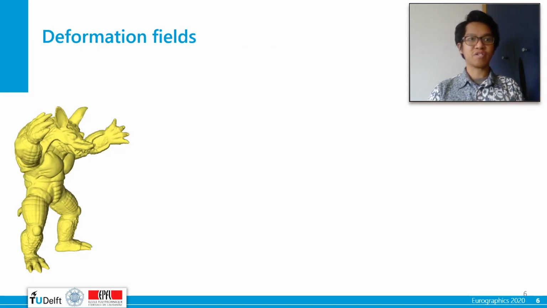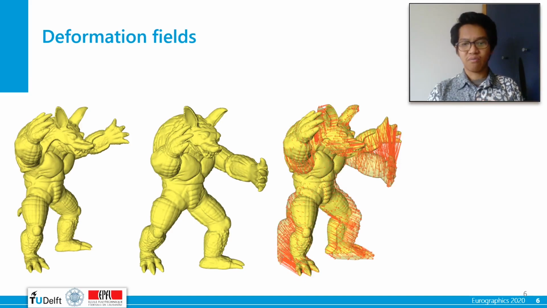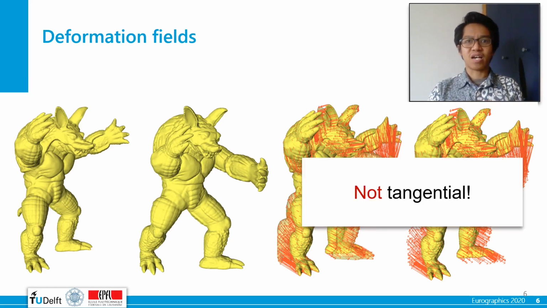In deformations, the difference between one configuration and another is governed by deformation fields. And one might think that we can simply use the same technique for tangential vector fields. But the problem is, deformation fields are not tangential. So new constructions of spaces for tangential fields are needed.